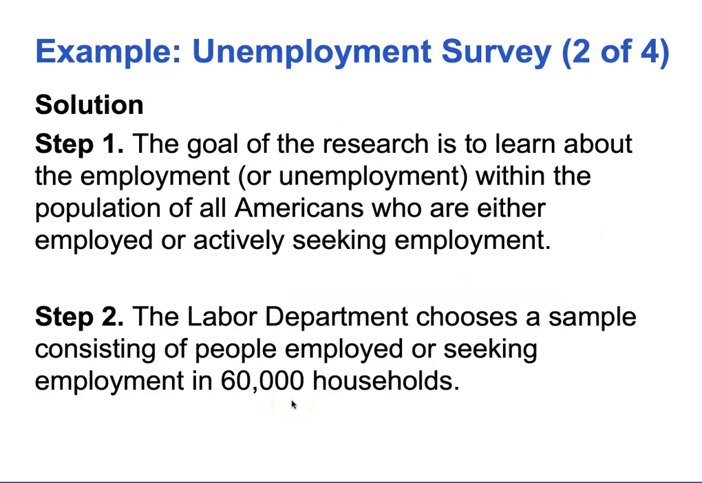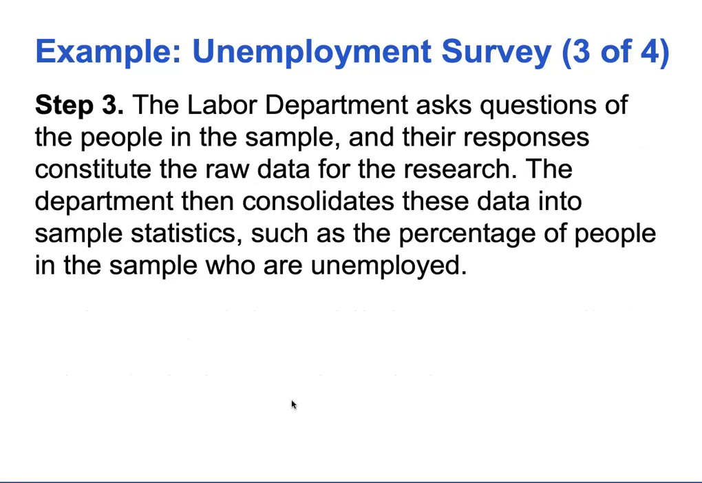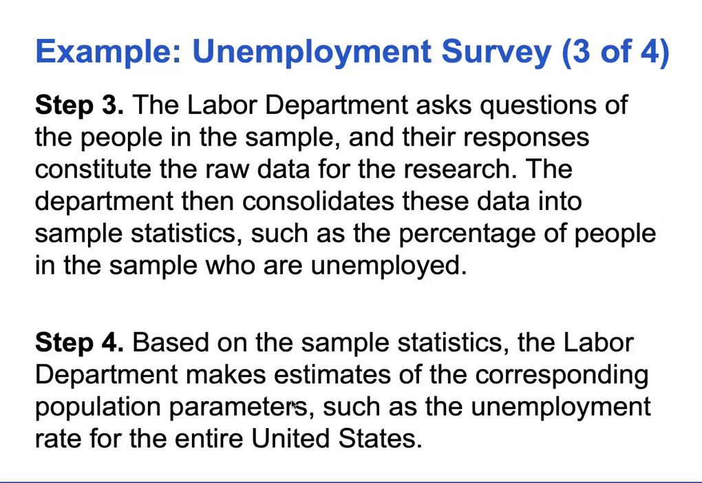Okay. Step 2, the Labor Department chooses a sample consisting of people employed or seeking employment in 60,000 households. So they will state the sample that they're picking if they're not using the whole population. 3, the Labor Department asks questions of the people in the sample, and their responses constitute the raw data for the research. The department then consolidates these data into sample statistics such as the percentage of people in the sample who are unemployed. Now notice all of these were stated in that sentence. You're just separating it out into the steps.